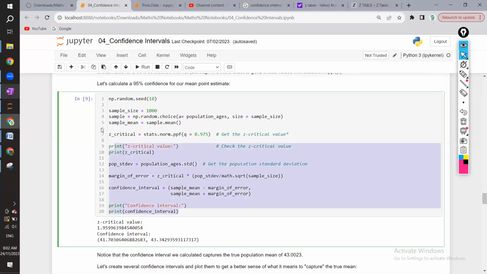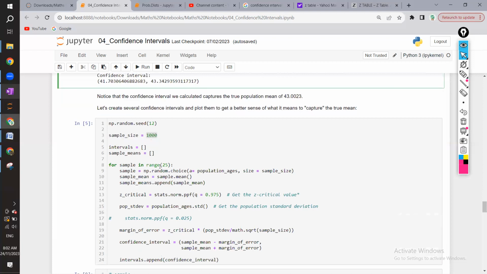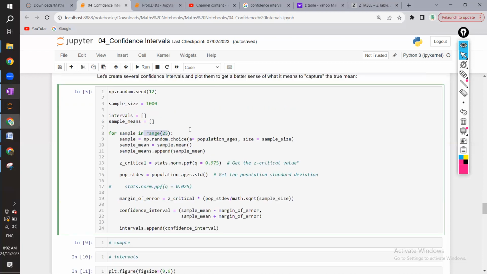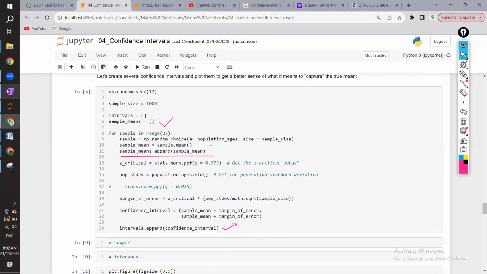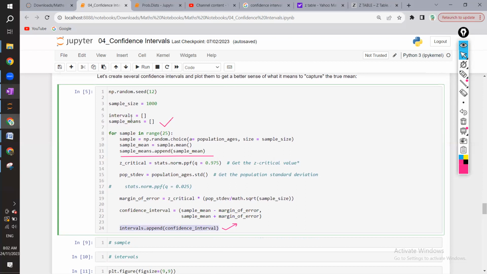This same experiment, I am just repeating 25 times. That's it, nothing more. So it will have 25 means. All these 25 means I am capturing as sample means, and it will have 25 sets of confidence intervals. Just like the above part has only one confidence interval, like this it will have 25 confidence intervals. I'm appending to intervals, so in this intervals list I'm appending each confidence interval. 25 sets of confidence intervals, one for each sample.